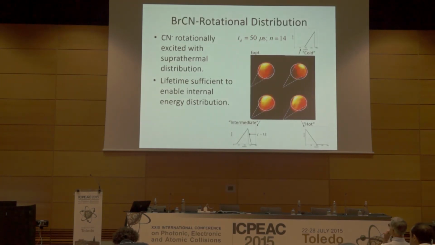So in order to try to investigate this, we produced new calculated distributions where we have translational energy release distributions that represent different amounts of rotational excitation. So we have a cold distribution in which nearly all of the energy appears in translation. We have an intermediate distribution, and we have a hot distribution in which nearly all the energy appears in rotation. So what we've seen from this is we do have strong agreement between the experiment and the intermediate distribution, which means that we have a broad superthermal distribution of rotationally excited states in the CN minus ion.